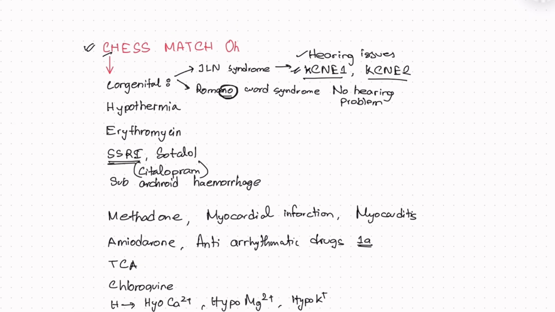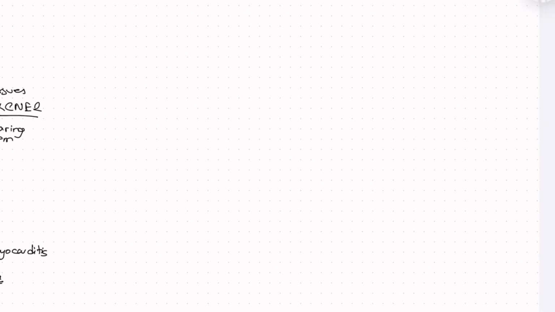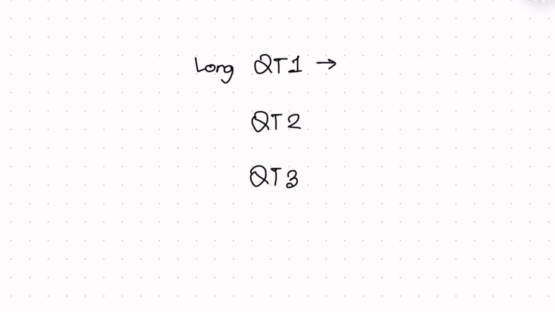Okay, so we have remembered the causes of long QT syndrome. Then we need to look at the types of long QT syndrome. Long QT syndrome can be divided into 3 types: long QT1, long QT2, and long QT3. Now, long QT1 is usually associated with swimming.